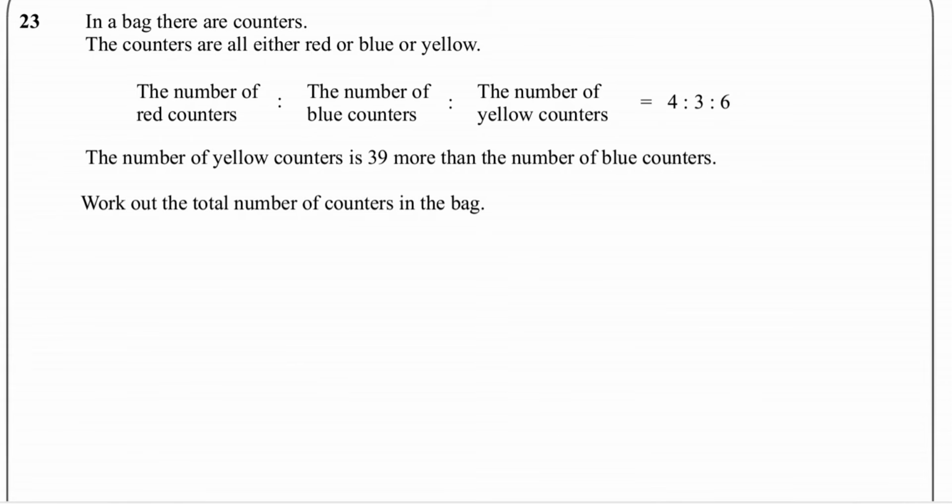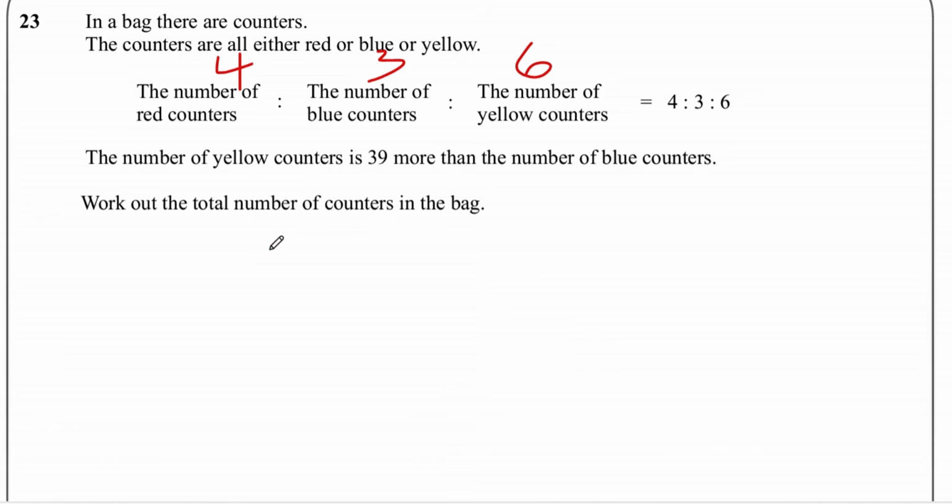Okay, we have number 23. In a bag, there are counters, red, blue, or yellow. Okay, so the number of red to blue to yellow is 4 to 3 to 6. The number of yellow counters is 39 more than the number of blue counters. So how do you get the number of yellow counters usually?